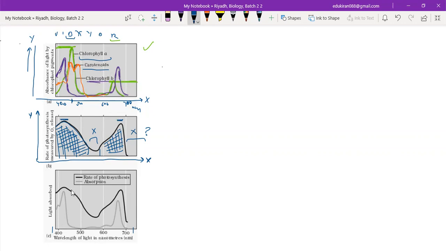Which is summarized here. Now you see this black line is for the rate of photosynthesis, and this gray line, is it visible to you, everyone? Yes, sir. So this gray line is for combined absorption by all the pigments. There are two distinct peaks, in the red region and the blue region, and these peaks merge with the peak of photosynthesis. Clear? Yes, sir.